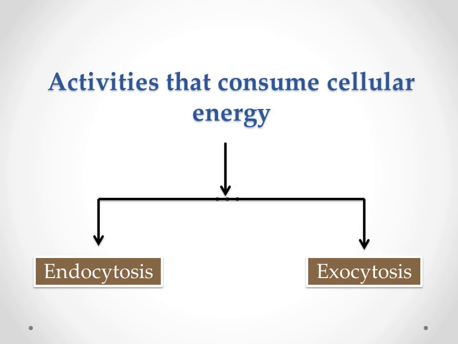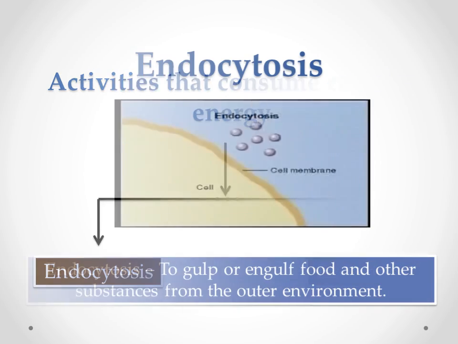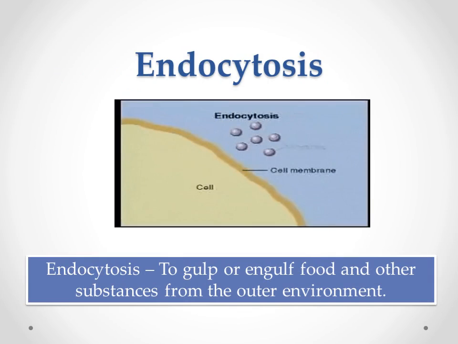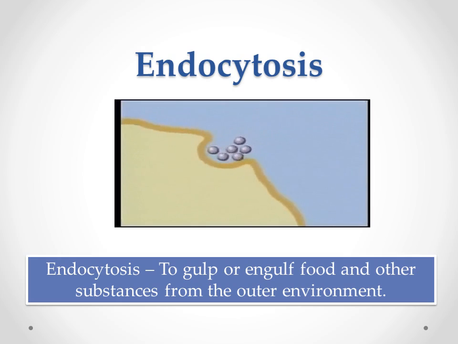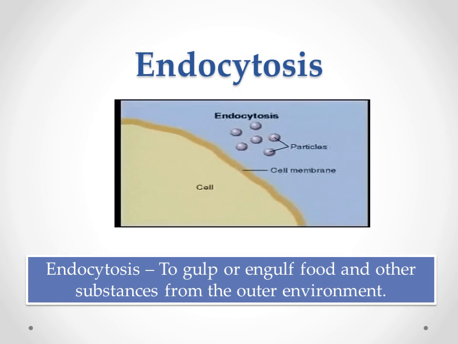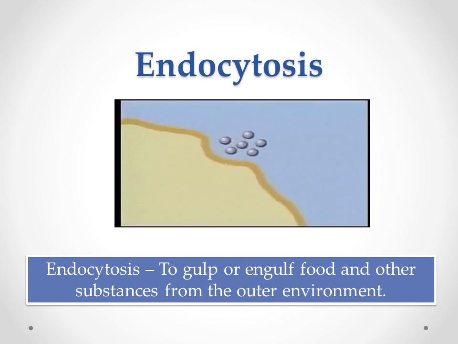Now let us see how substances travel in the cell. There are activities that consume cellular energy, like endocytosis and exocytosis. Just look at the picture over here. You will see how endocytosis takes place. Endocytosis means to gulp or engulf food and other substances from the outer environment.